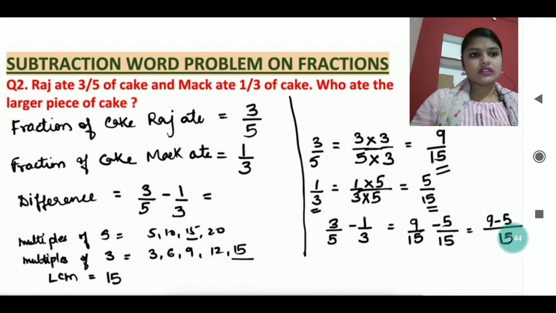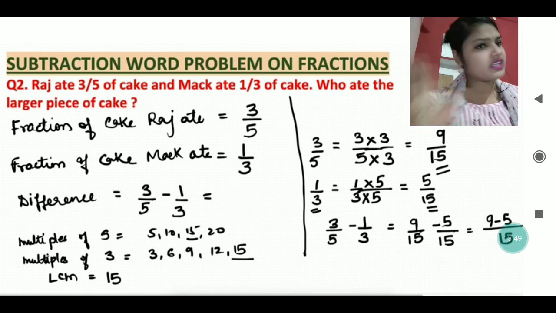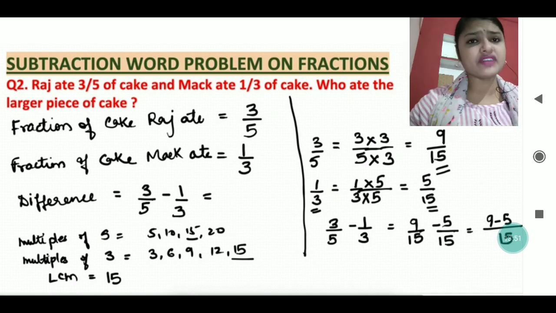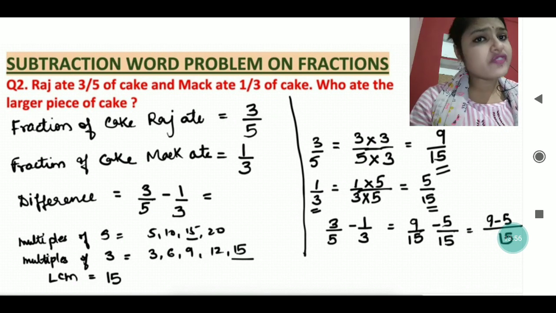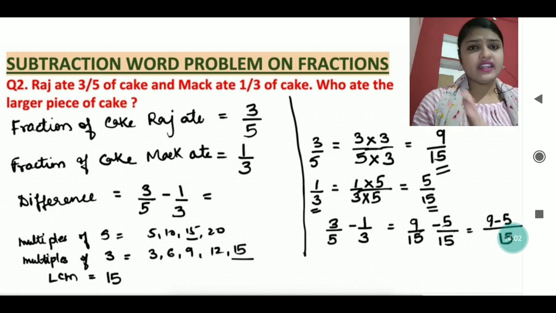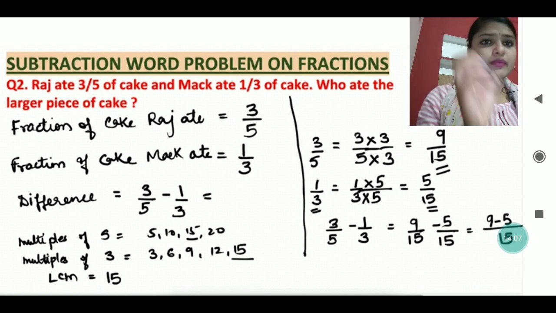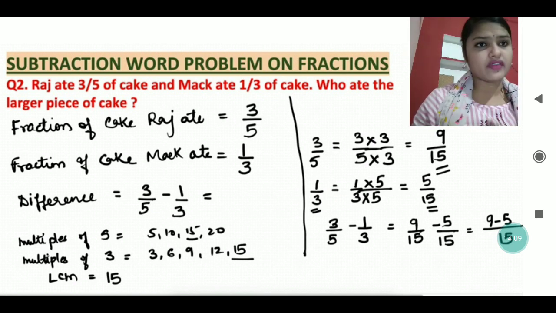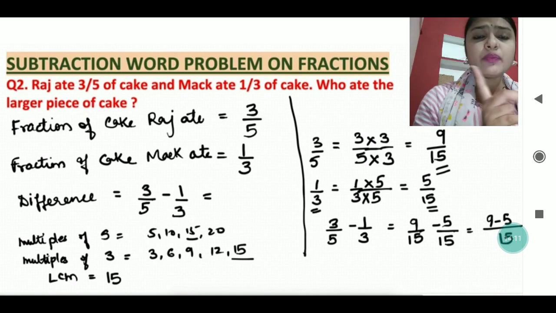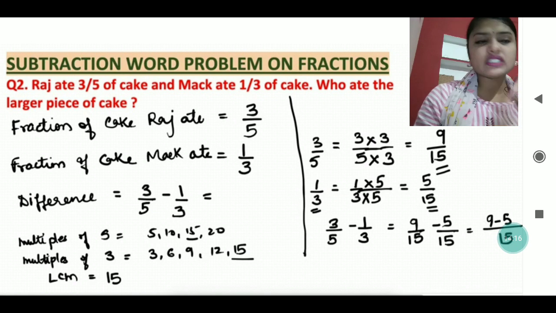Now in this question also, my dear, you can see subtraction word problem on fraction. First we have done the addition one, previous one, and this is subtraction. Raj ate 3 by 5 cakes and Mac ate 1 by 3 of cake. Means Raj is eating 3 by 5 part of the cake and Mac is eating 1 by 3 part of the cake. Who ate the larger piece of cake? So for that we have to subtract.